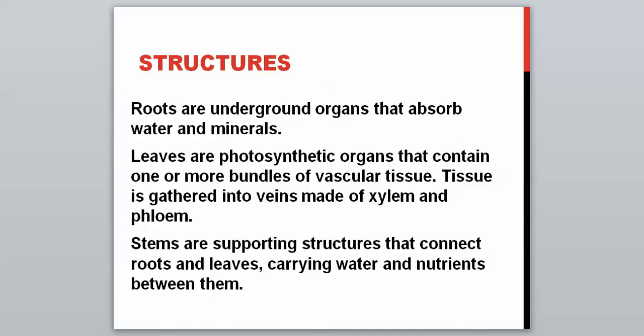If you pull any weed out of the ground, it's going to be the part that you see come up. There's several different types. We'll get into those more in depth later. Leaves are photosynthetic organs, they carry out photosynthesis. They contain one or more bundles of vascular tissue. Tissue is gathered into veins made of xylem and phloem. And stems are the supporting structures that connect roots and leaves, carrying water and nutrients between them. So those are our three main structures that are going to make up our vascular plants, and that is it.